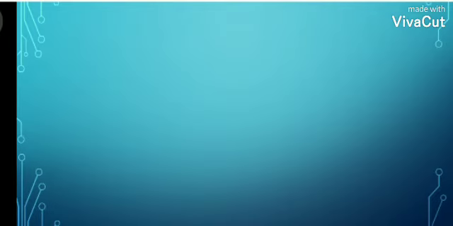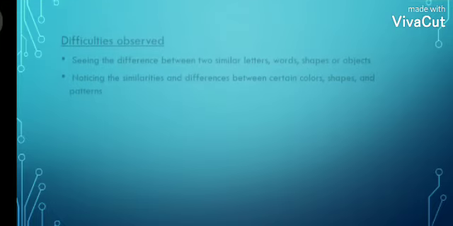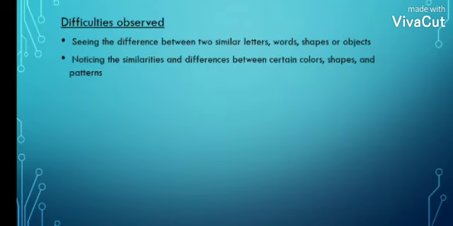And what are the difficulties being observed? First is that students who have this kind of disability usually see the difference between two similar letters, words, shapes, or objects, and they notice the similarities and differences between certain colors, shapes, and patterns. This is very common to the nearsighted condition, in which, due to the closeness of spacing of words, students usually misread the proper letter or word that has been written on that certain text.